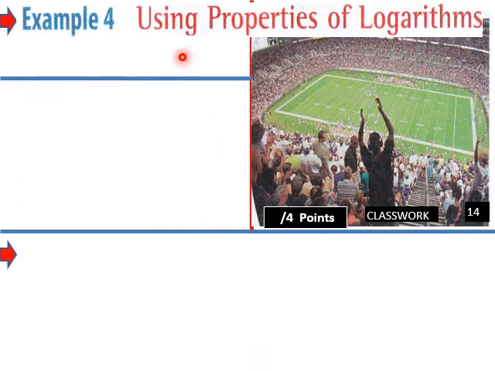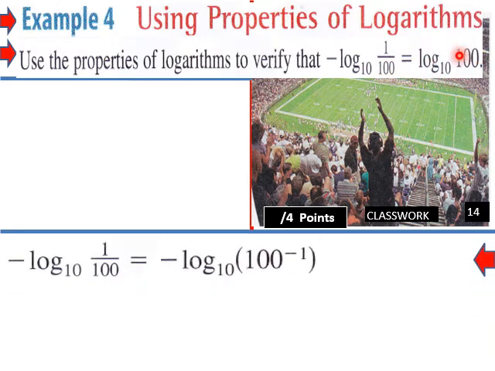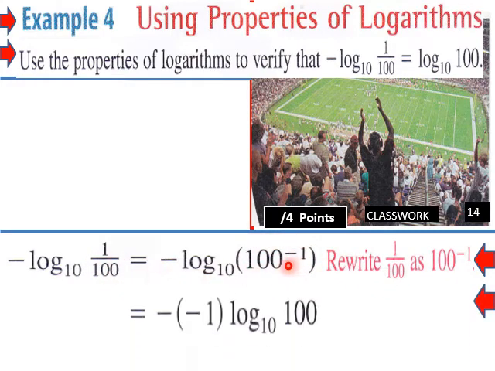Okay, our next example 4, using properties of logs. Use the property of logarithms to verify that the negative of log base 10 of 1 over 100 equals log base 10 of 100. So negative log base 10 of 1 over 100 would equal the negative of log base 10 of 100 to the negative 1 power, right? 1 over 100 is 100 to the negative 1. So we're just going to rewrite this as this.